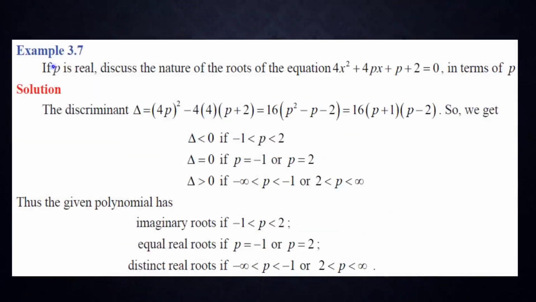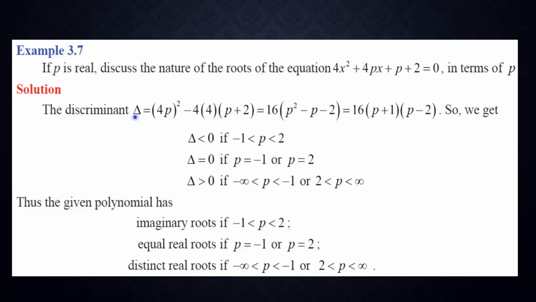Next we are going to see the example 7th sum in chapter 3. Let us see the question. If p is real, p value is real value that is given, discuss the nature of the roots. So in nature of the roots கண்டுபிடிக்கணும்னாலே we have to use the discriminant formula, that is delta equal to b square minus 4ac of the equation 4x square plus 4px plus p plus 2 equal to 0 in terms of p. So இந்த p ஓட value depend பண்ணி nature of the roots discuss பண்ண சொல்லியிருக்கிறாங்க.